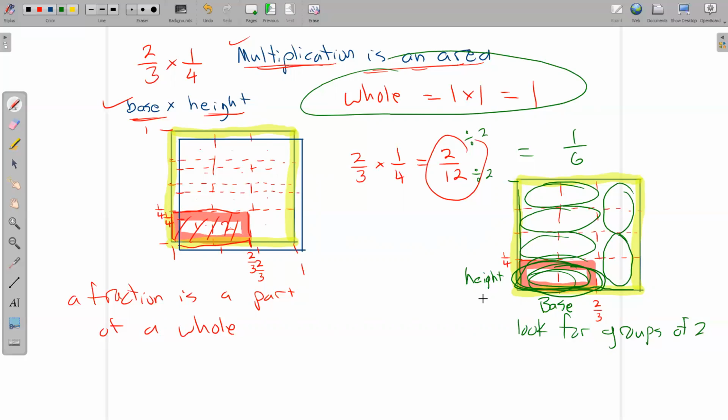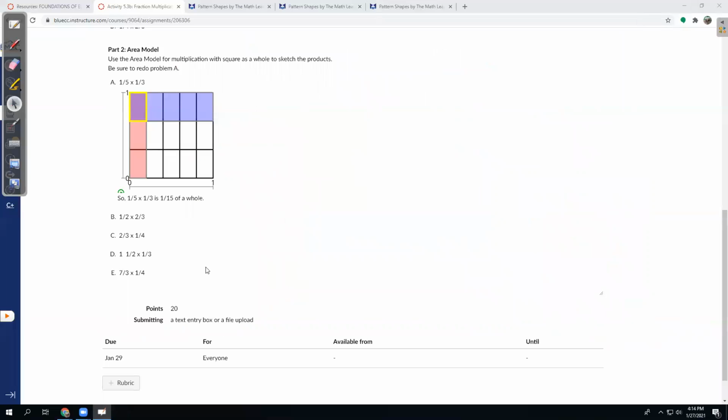So again, what I want you to do for homework is to try the other problems we haven't done. So I haven't gone over 1/2 times 2/3. You're going to try that one on your own. I haven't gone over 7/3 times 1/4. You're going to try that one on your own. And then we can talk about it later.